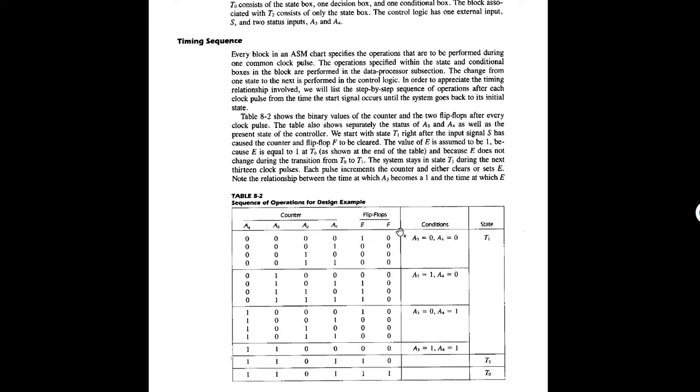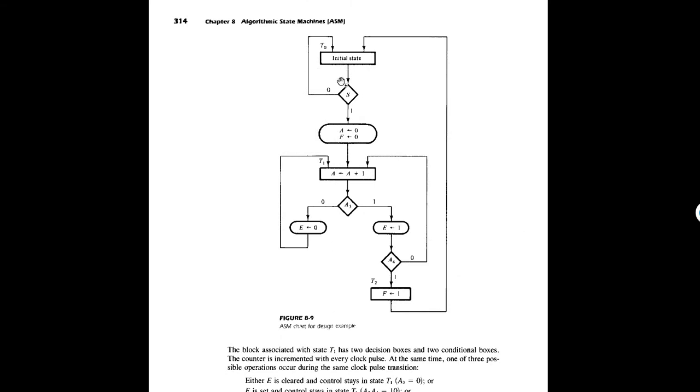Okay, then as you go from 0 to 1, why are E and F 1 and 0? It is explained here that E is assumed to be 1. In this line, the value of E is assumed to be 1 because E is equal to 1 at T0, and because E does not change during the transition from T0 to T1. We are starting off from this state now. We are analyzing it and creating that diagram. Now when you are going from this state to this state, what is the value of all of this, E, F and A registers or flip-flops here?